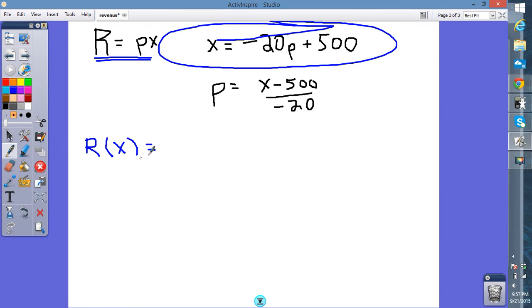Okay, so let's go back to what the definition of revenue is. It's P times x, but since we want revenue with respect to x, we're going to use our new definition of P, which is (x minus 500) over negative 20.